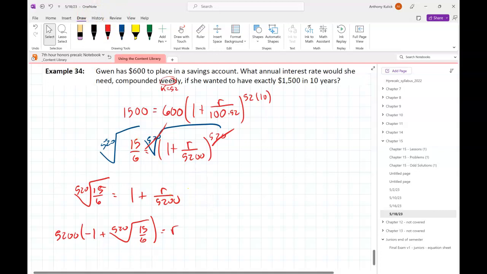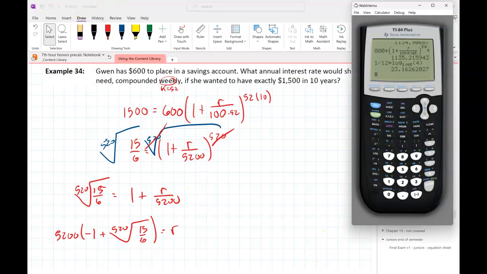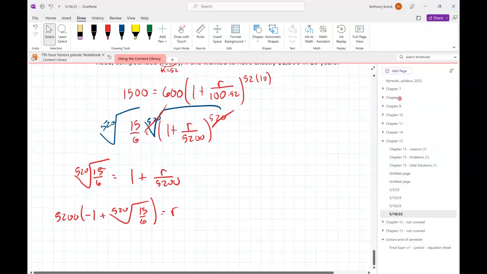So go to my calculator now because I can't do that stuff in my head. So I have 5,200 times -1 plus, and to type in a 520th root, I'm going to type 520 and then press the math button and choose option 5. Look at that. Then I'll have to do 15 over 6 and close my parenthesis. So I get about 9.17%.